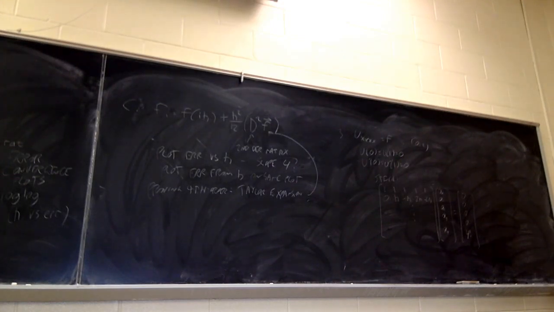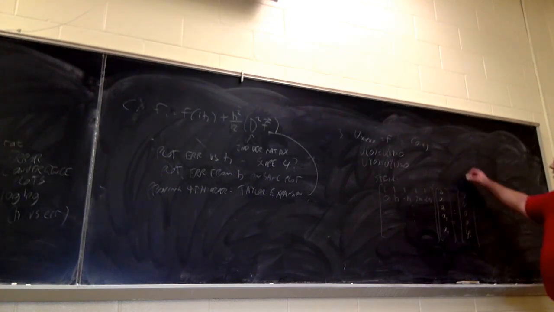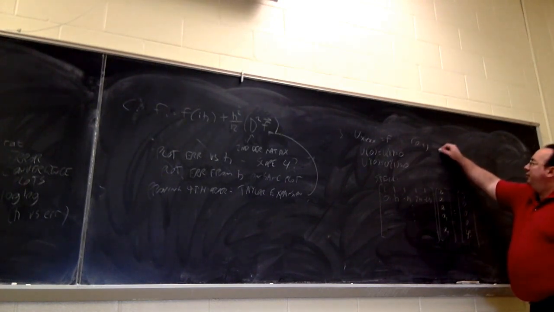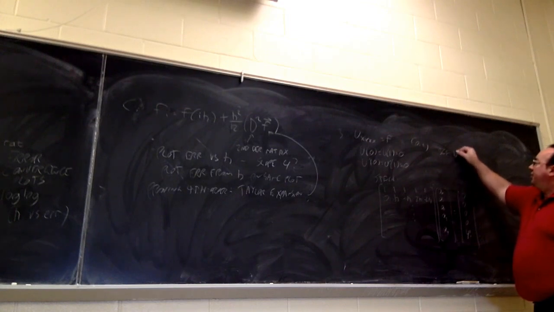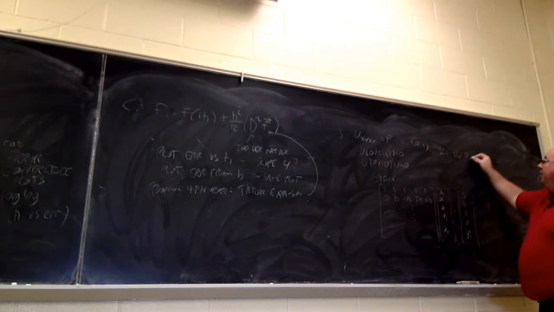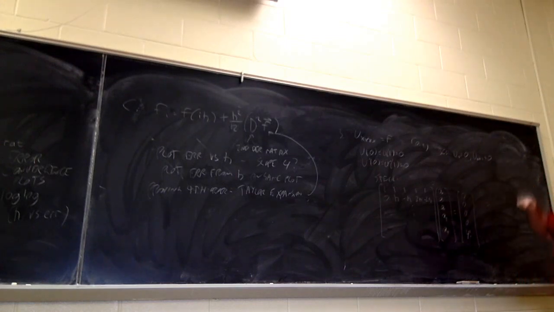Now, this stencil here, due to the symmetry, is only going to be second order accurate. So what you can do is, for boundary conditions, you know that u zero is zero, and you also know that u n plus one is equal to zero.